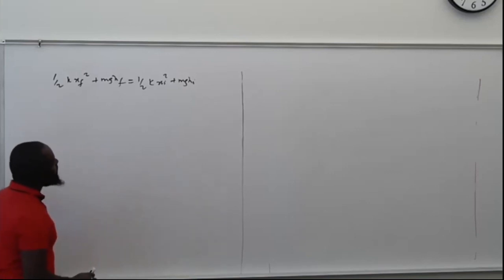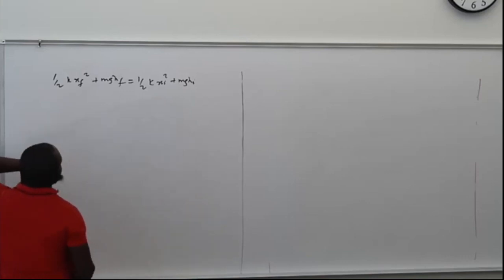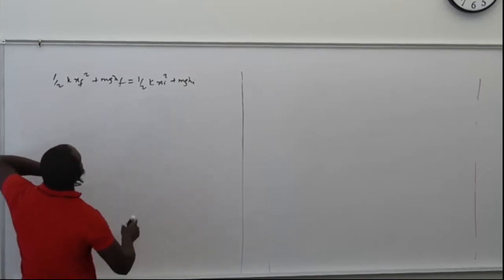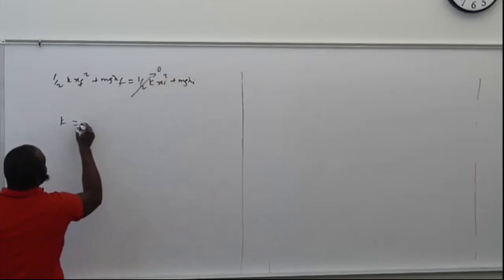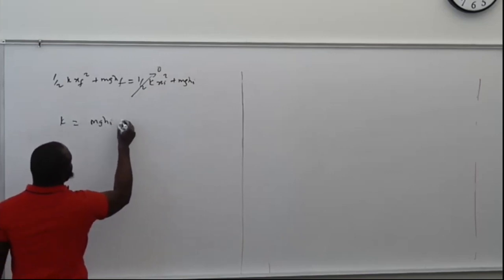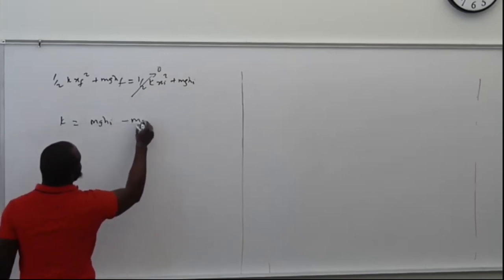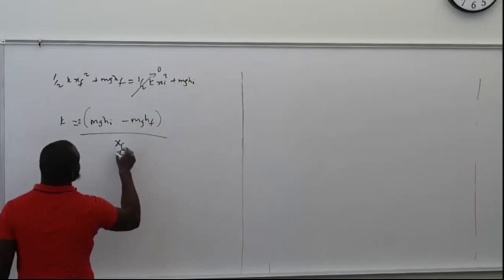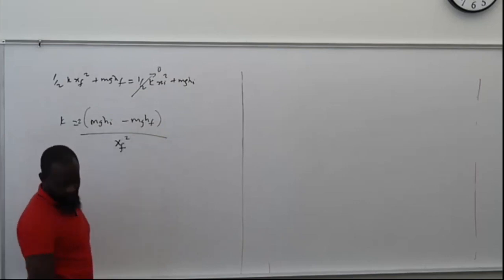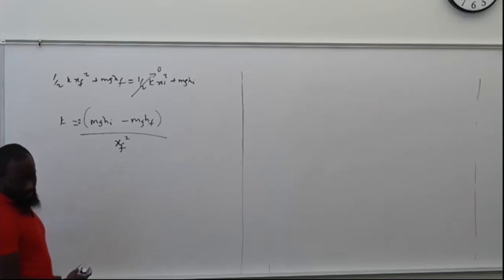Okay. So initially, it's not stretched. If it's not stretched initially, according to the problem, this is 0. So I have k equals mgh initial minus mgh final, times 2, over x final squared. Okay. So that solves the problem. So we have the mass. The mass is given to us in the problem.